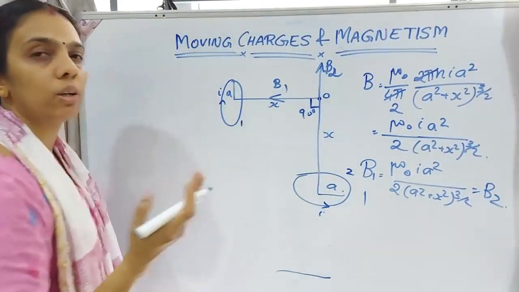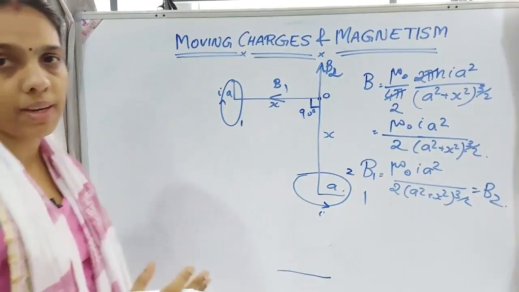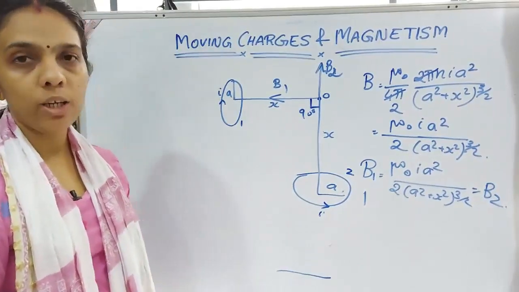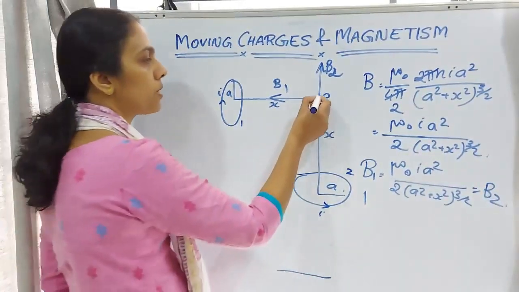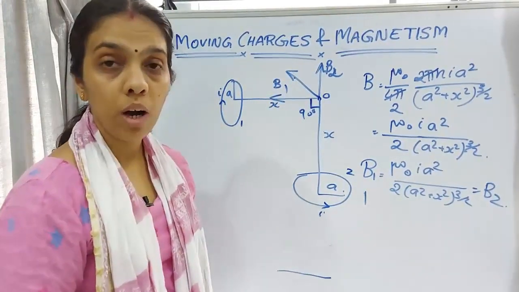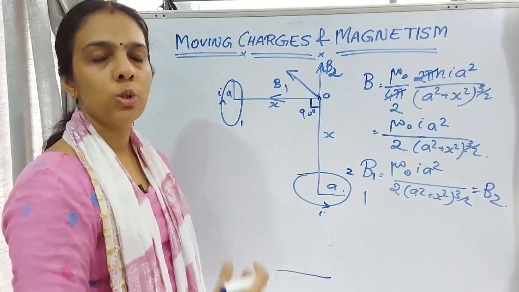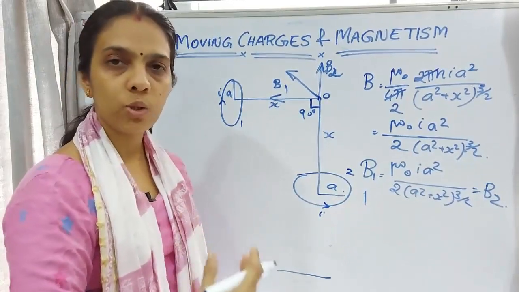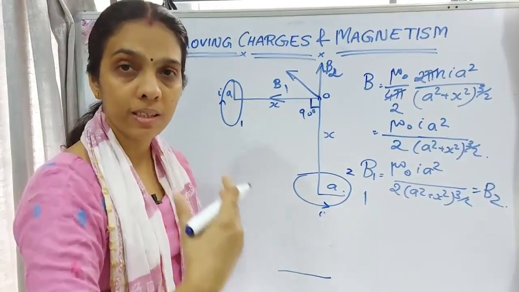Then how can we find out the net magnetic field? B1 is a vector, B2 is a vector. We can use the parallelogram law of vector addition. How? This is the value of B. Okay, B1 and B2 are perpendicular vectors. So B is root of a square plus b square plus 2ab cos theta.